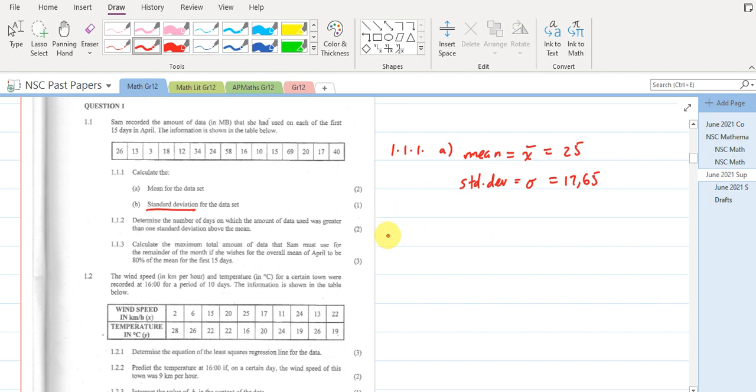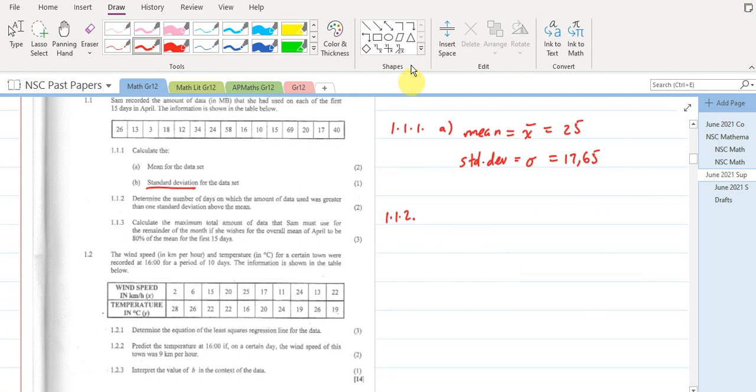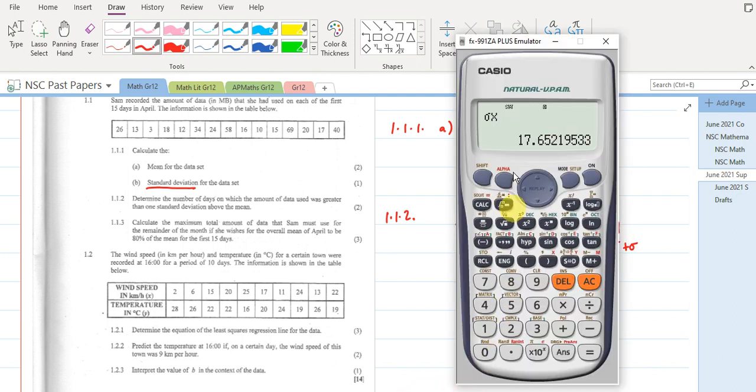1.1.2, determine the number of days on which the amount of data used was greater than 1 standard deviation above the mean. Greater than 1 standard deviation above the mean basically means, let's use a number line. There's my mean here, which is x bar. I need to go 1 standard deviation above the mean, so there's my cutoff point here, which is x bar plus a standard deviation. So what's the value for x bar plus a standard deviation? It's 25 plus 1 standard deviation above the mean.